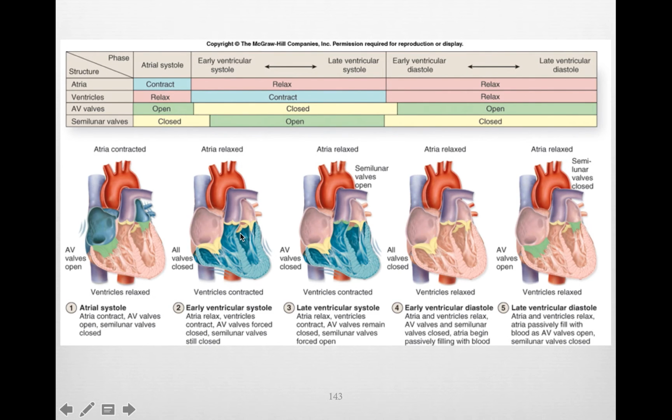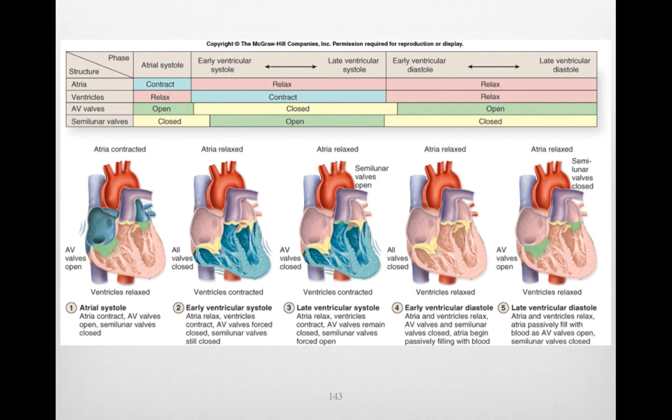Now in a late ventricular systole, atria are still relaxed. The ventricles are still contracting, except now that contraction is getting stronger. The AV valves are going to remain closed, but now the force has gotten so great that the semilunar valves are actually forced open. So we see the pulmonary semilunar valve is open here, and likewise here, the aortic semilunar valve is now open.